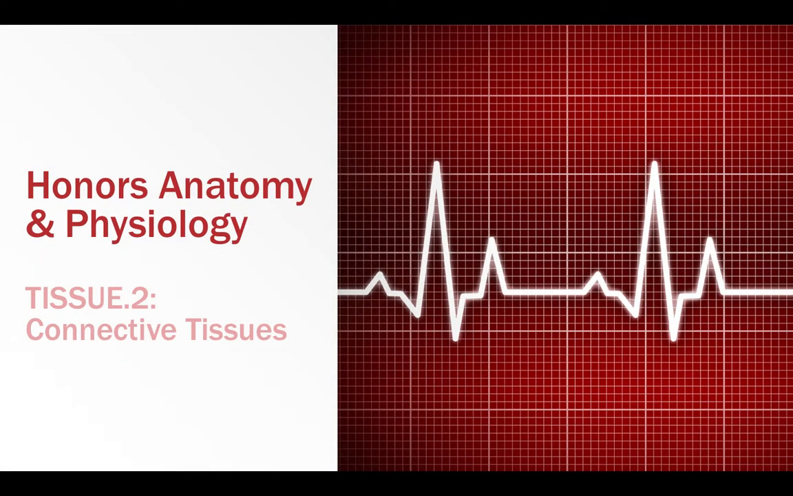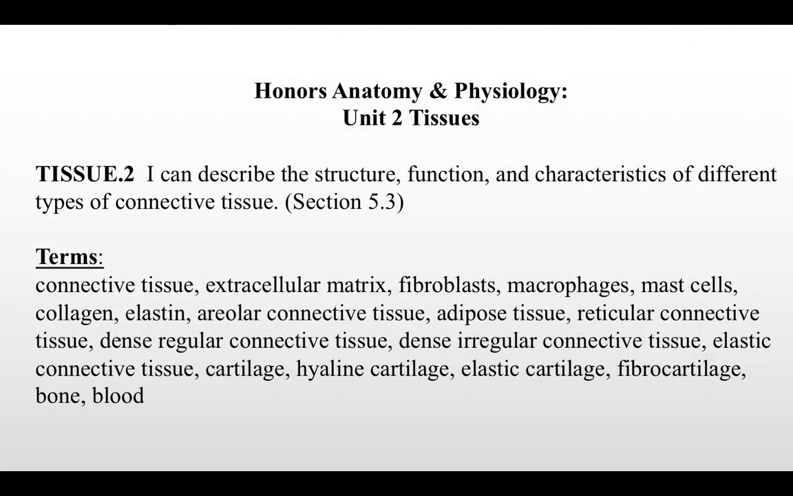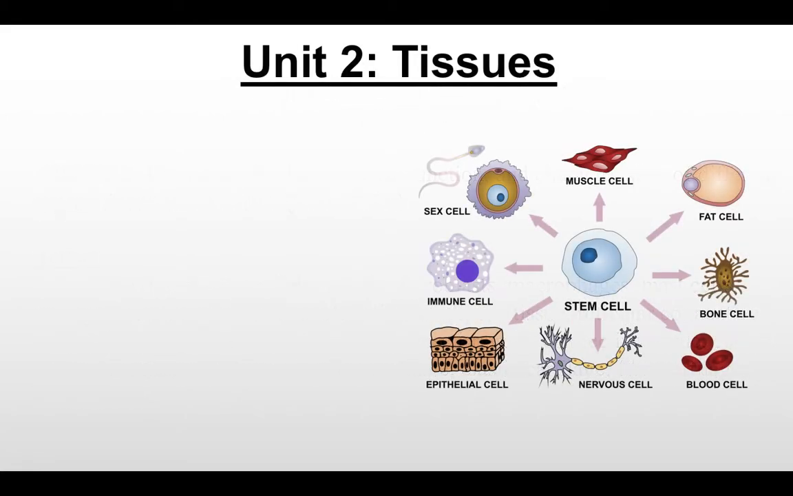In TISSUE.2, we're discussing connective tissues. The standard reads, I can describe the structure, function, and characteristics of different types of connective tissue, and in your textbook, this covers section 5.3. So you already have this heading in your notes, and this first slide is a repeat from the last video.